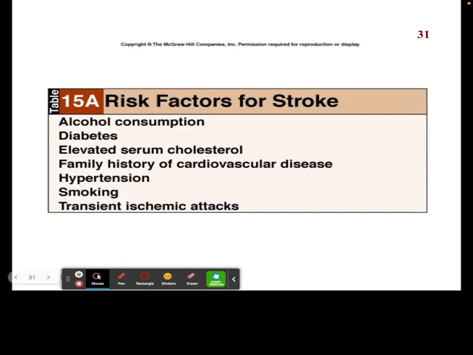Here are some risk factors for stroke. Some of these you may have heard before. So alcohol consumption, diabetes, elevated cholesterol, family history, hypertension, smoking, and then transient ischemic attacks. These are all things that can increase your stroke factors.